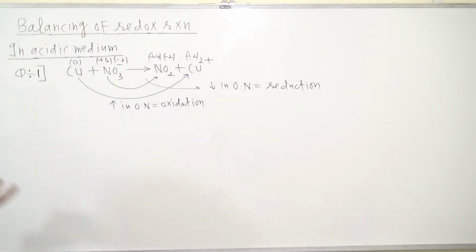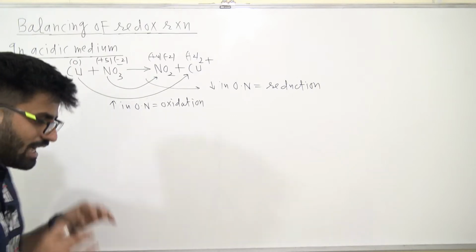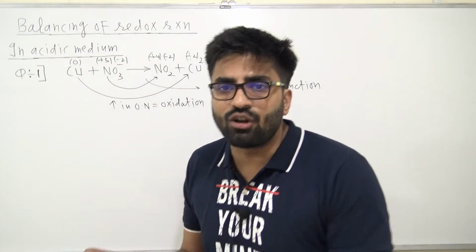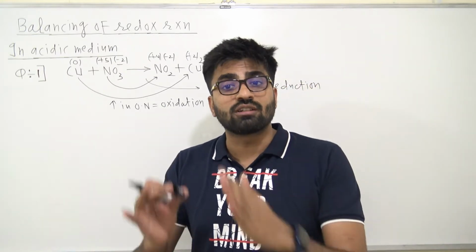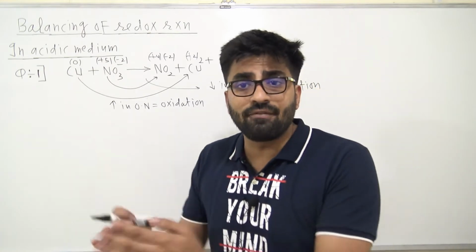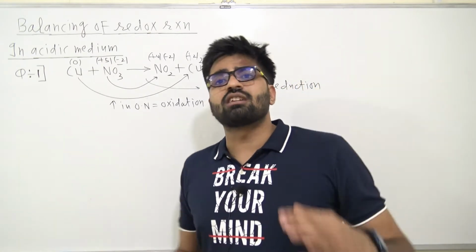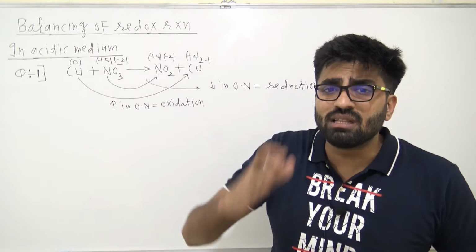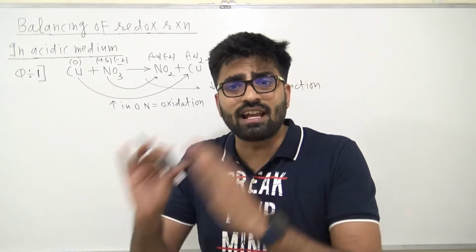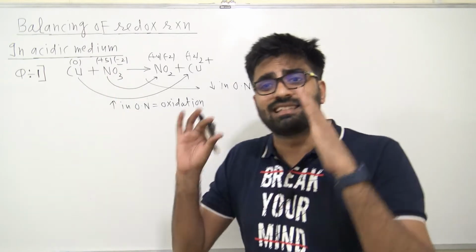Okay, now we need to balance it. I'm telling you the general method of balancing. There are 2 methods by which we can balance a redox reaction. The first method is called the oxidation number method, and the second is the half cell reaction method. The generalized method with which you can balance any kind of redox reaction is the half reaction method, so we will follow only that method.